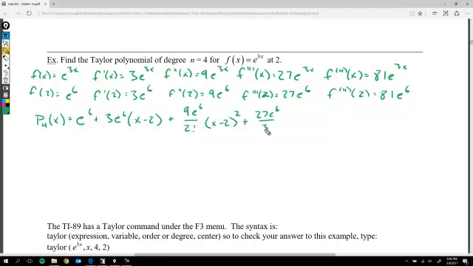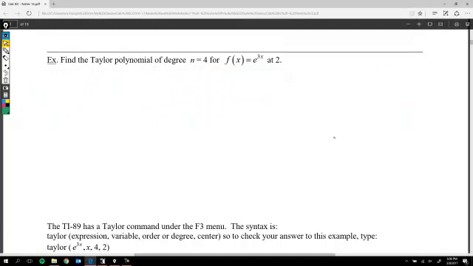27e to the 6th over 3 factorial times x minus 2 to the third power. Right, and then the last one, 81e to the 6th over 4 factorial times x minus 2 to the fourth power. Right, and that is our Taylor polynomial. I'm actually not going to simplify that at all.